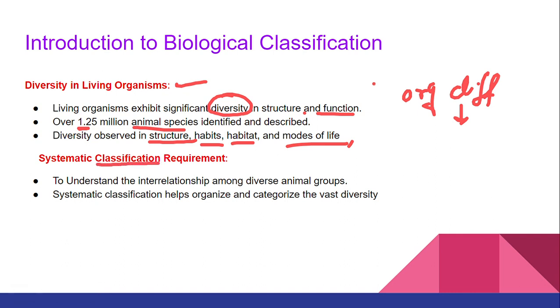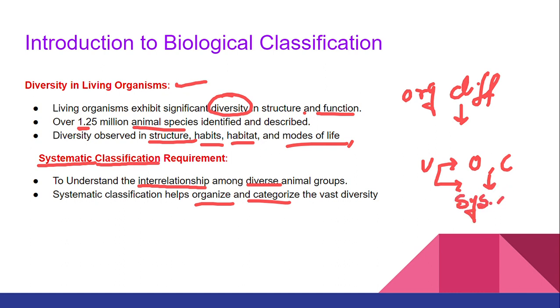Now, how do we do classification? We have seen in the previous class. In today's class, we are going to deal with systematic classification. Why is it required? Because it is easy for us to understand the interrelationship among the variety of animal groups, and systematic classification helps us organize and categorize the vast diversity, right? So we have a variety of animals. These are going to be organized and categorized in such a way that it will be easy for us to understand. How do we do that? We do it by using systematic classification.